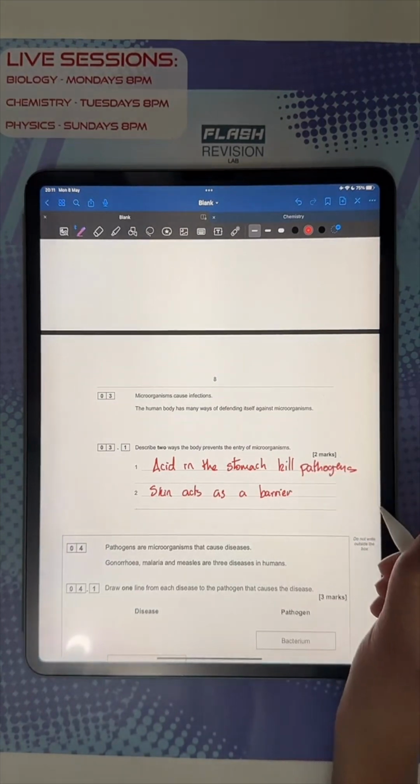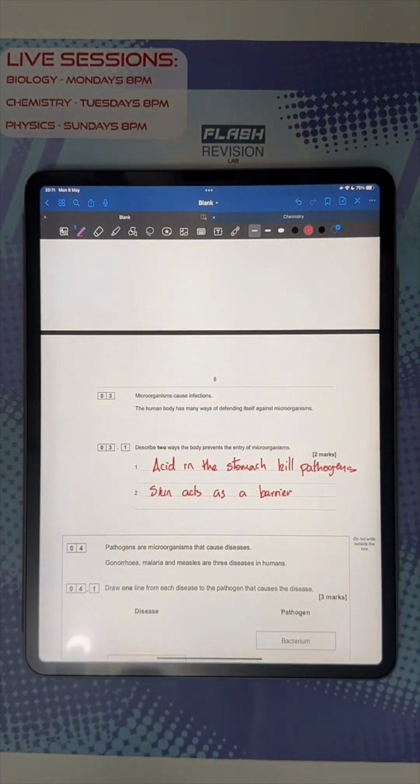So you can literally say anything that we listed up there. You can mention cilia, you can mention the antimicrobial substances. Any of those are fine.